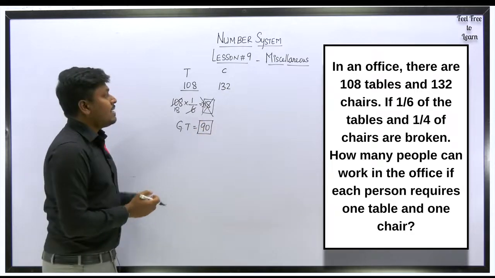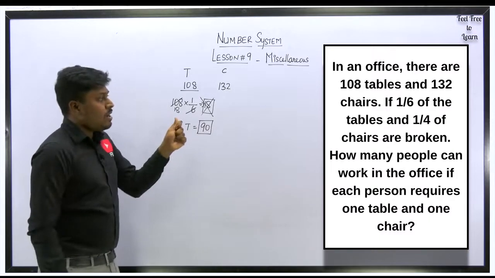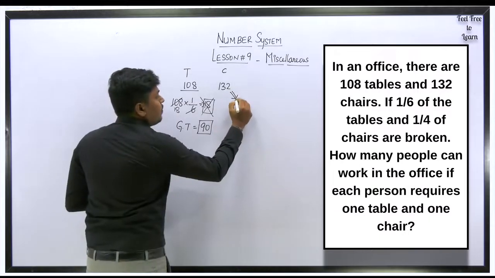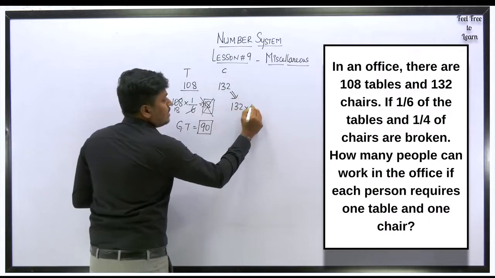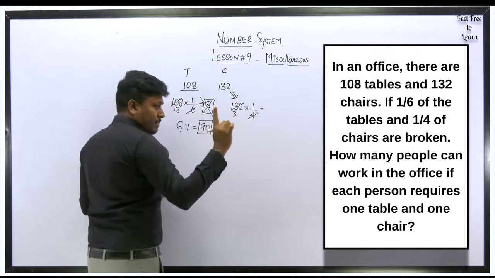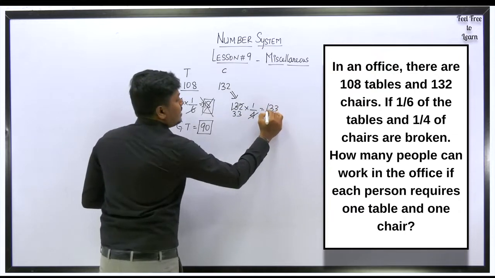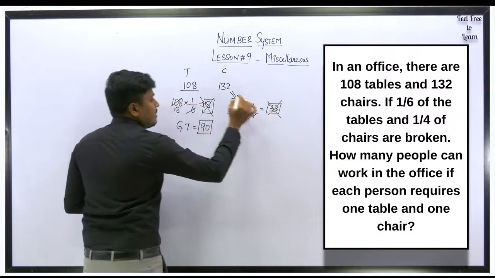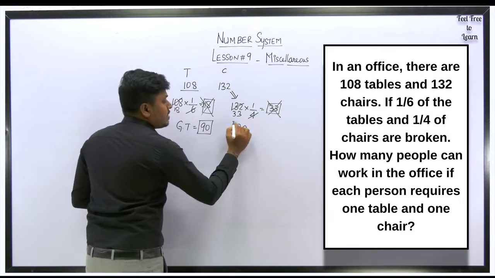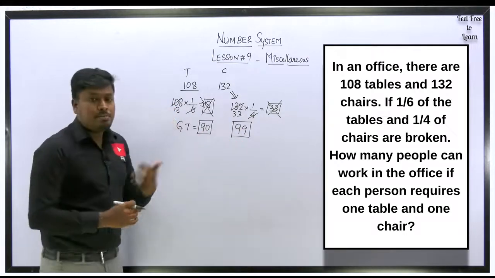Got it? Next let me move on to the chairs. Out of these 132 chairs, 1/4 of the chairs were broken, right? Let me find 1/4 of 132. We can cancel it: 4 3s are 12, remaining 1, again 4 3s are 12, so 33. So 33 chairs are broken. Subtract 132 minus 33, and the result will be 99. So 99 will be unbroken chairs and 90 will be unbroken tables.